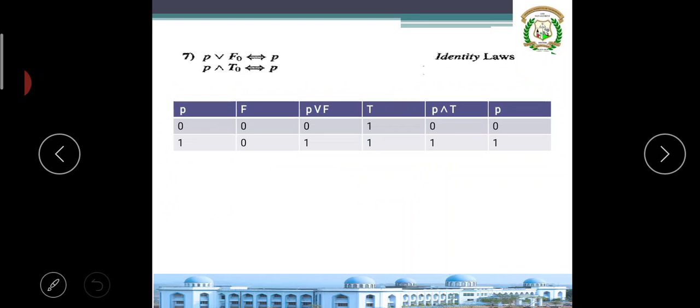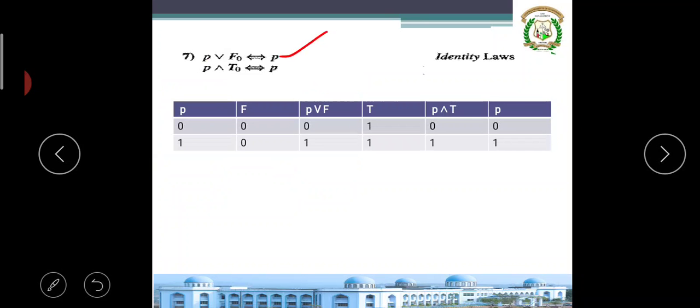Next one is identity law. What is that identity law? When I make P or with false, I'll get P only. False is 0. P 0, 0 plus 0, 0. Carefully observe these things. 1 plus 0, 1. No doubt, the value P or false is same as P. So this is called identity law.